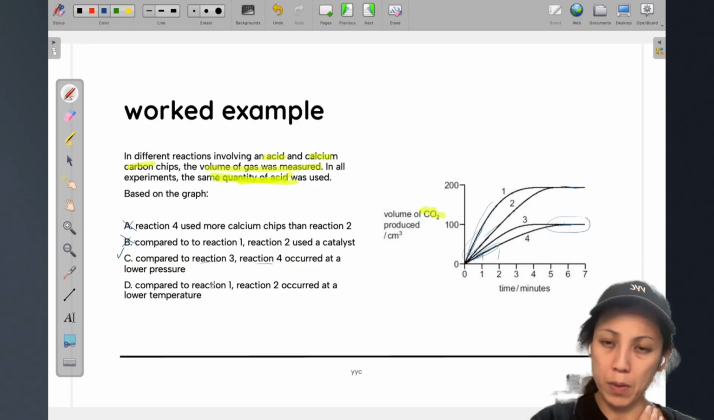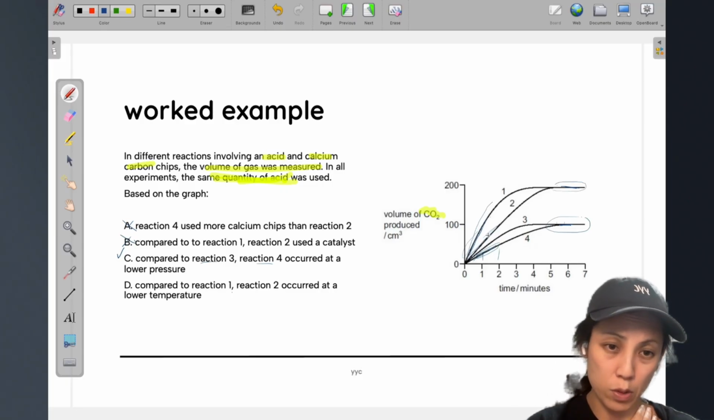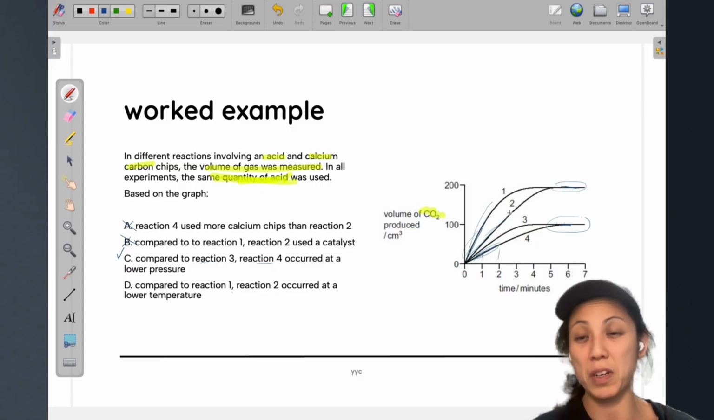Compared to reaction 1, reaction 2 occurred at a lower temperature. So have a look at that. Same, right? Compared to reaction 2 at a lower temperature. So it's possible that that's also the correct answer. It looks like this one has 2 options.